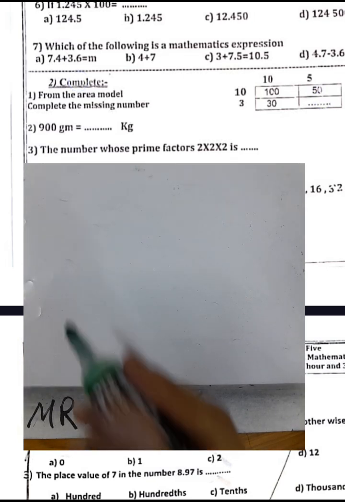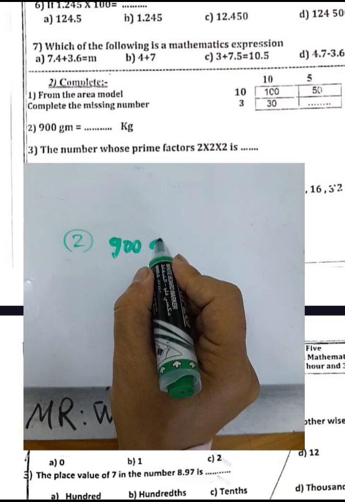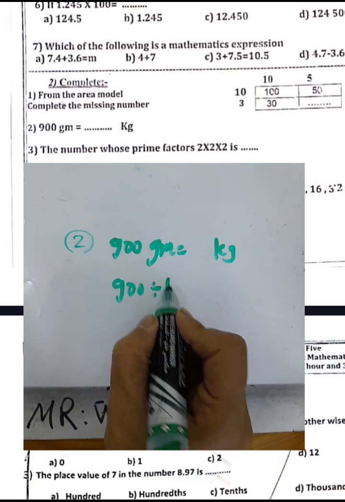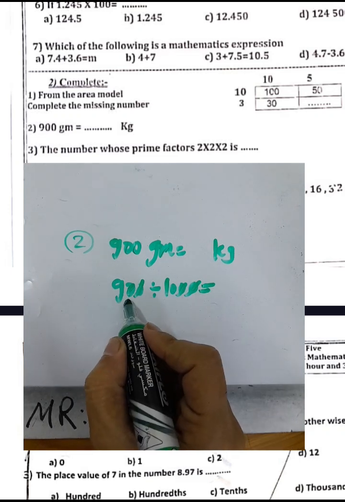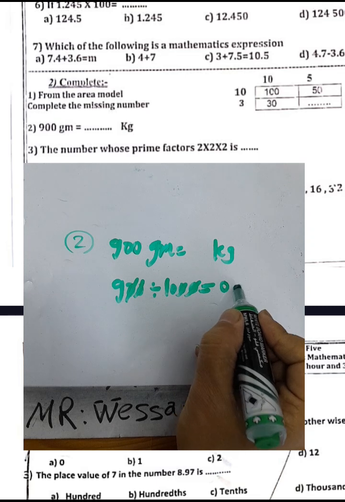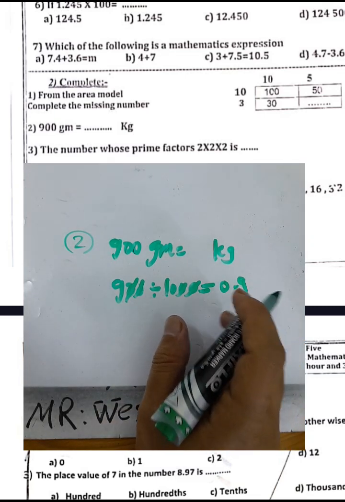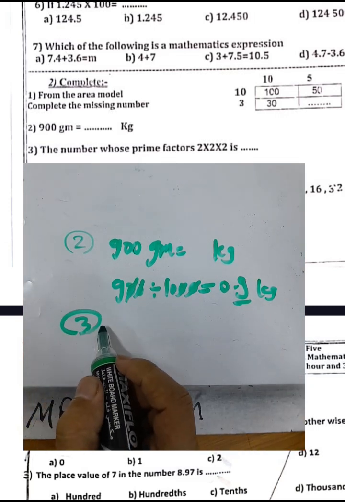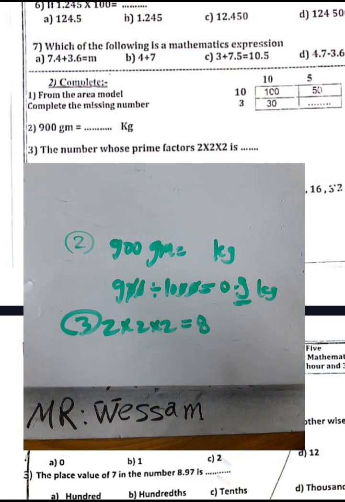Question number 2. We have 900 grams, convert to kilograms by dividing by 1000. You must cancel double zero by double zero, and 9 divided by 10 will be 9 tenths. Then you can write 9 tenths of a kilogram. Question 3. The number whose prime factors are 2 times 2 times 2 will be 8.